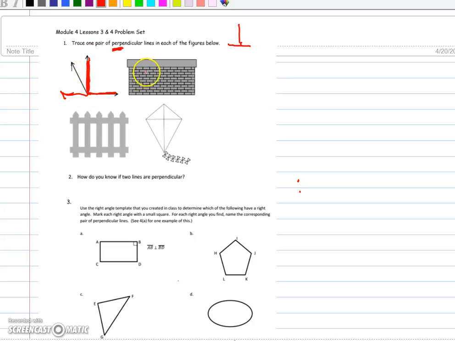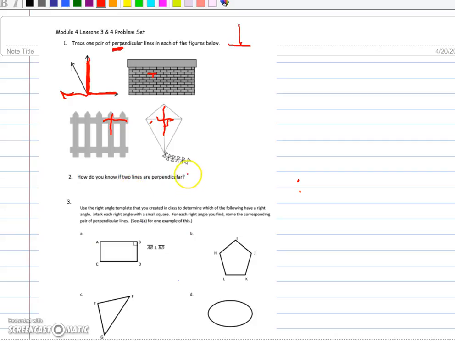In this wall right here, I can see little T's all inside of this brick. So there's a T right there where the two bricks come together. In the fence, I find a T here and here. I see a perfect square. Oh, and in the kite, right here and right here. You see where the lines come together? They make a 90-degree angle right here.